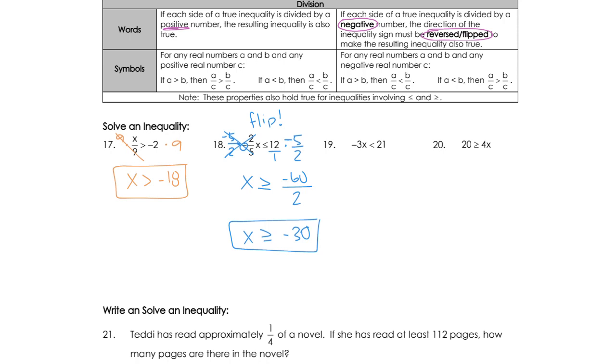Okay, on 19, we need to divide both sides by negative 3, but notice I'm dividing by a negative. So again, in this case, my sign flips. So I have x is greater than negative 7.